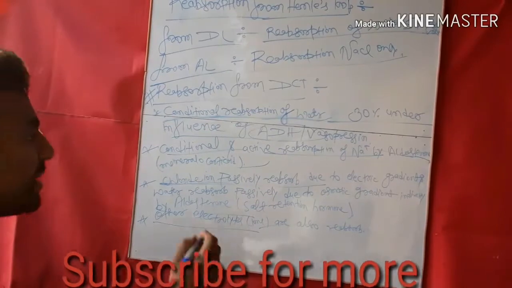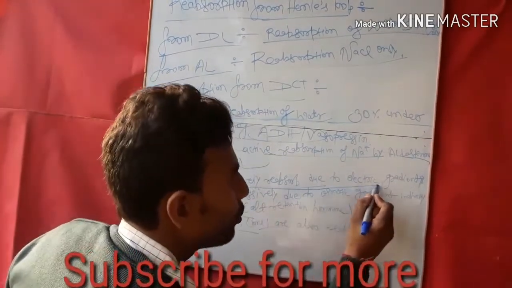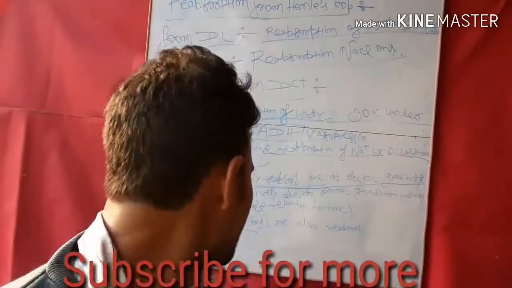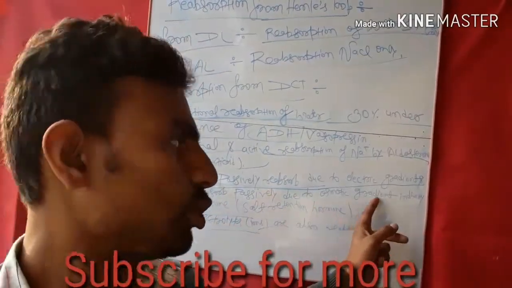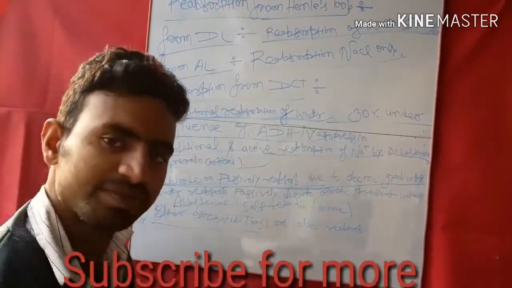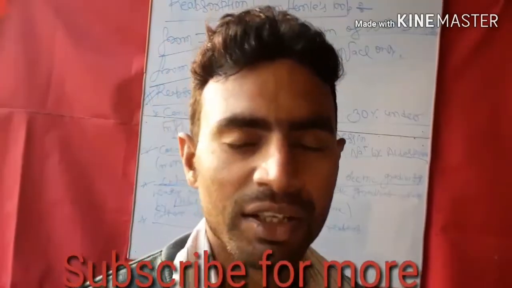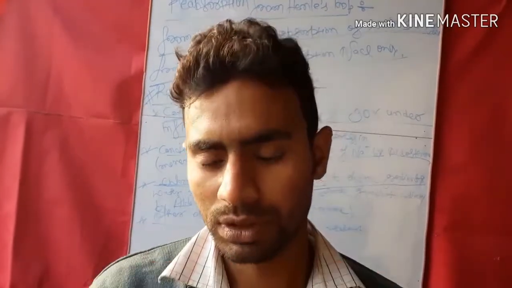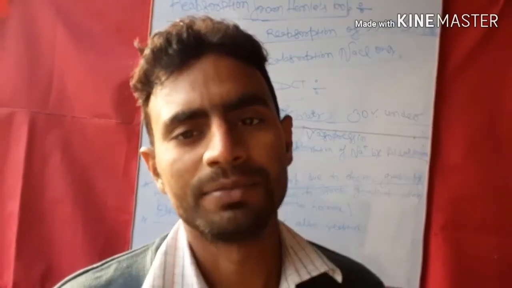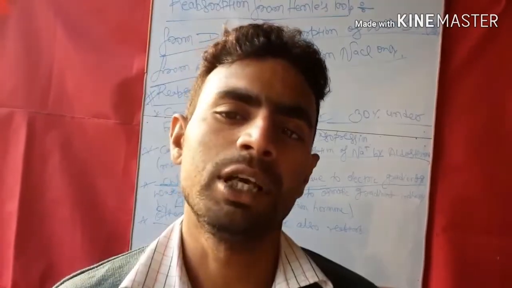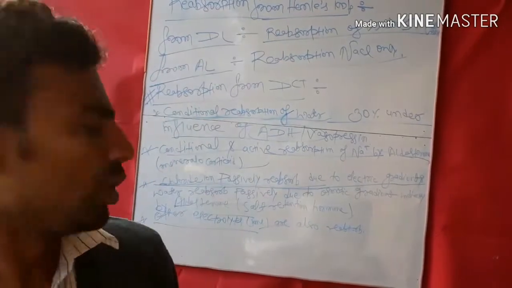Chloride ion is passively reabsorbed due to electric gradient, and water is reabsorbed passively due to osmotic gradient, indirectly by aldosterone. This means from the distal convoluted tubule, water reabsorption will happen, sodium ion reabsorption happens, chloride ion reabsorption happens.